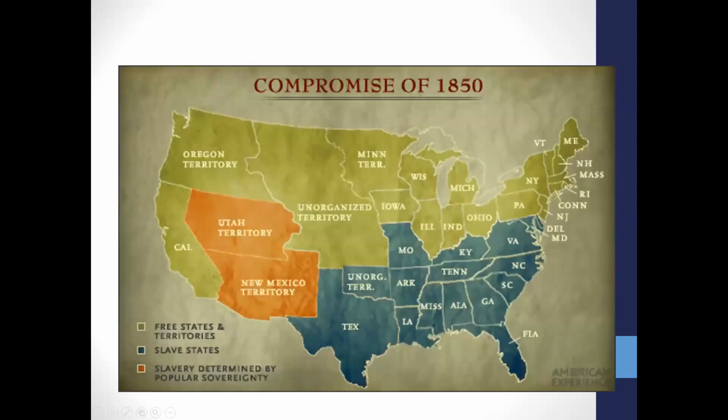So here's just a reminder of where we are geographically as the Compromise of 1850 goes into effect. California, the free state, blue states are our slave states, and green is free states and or territories.